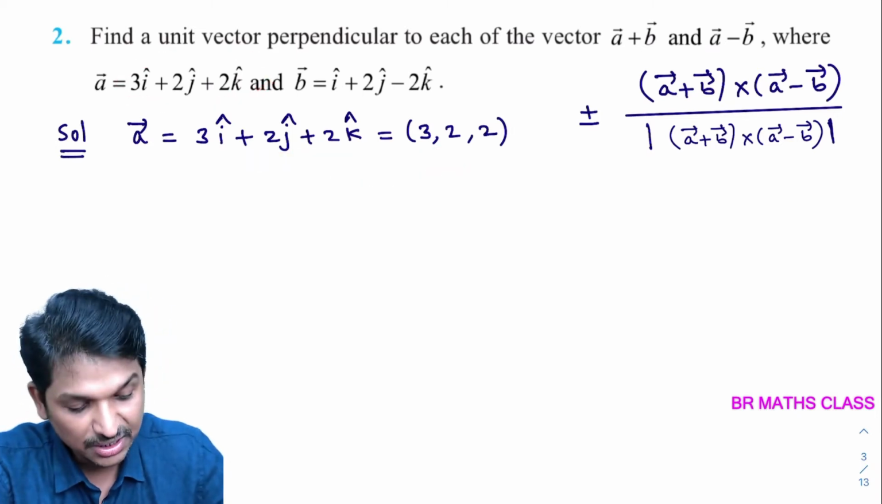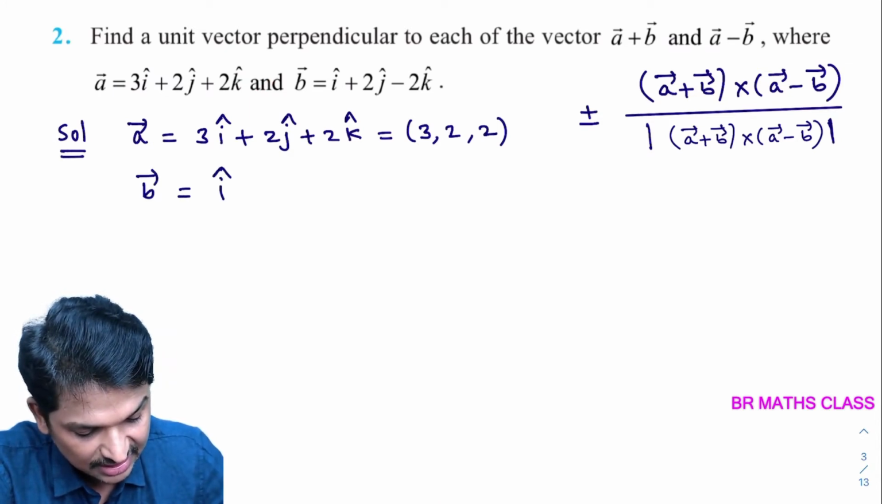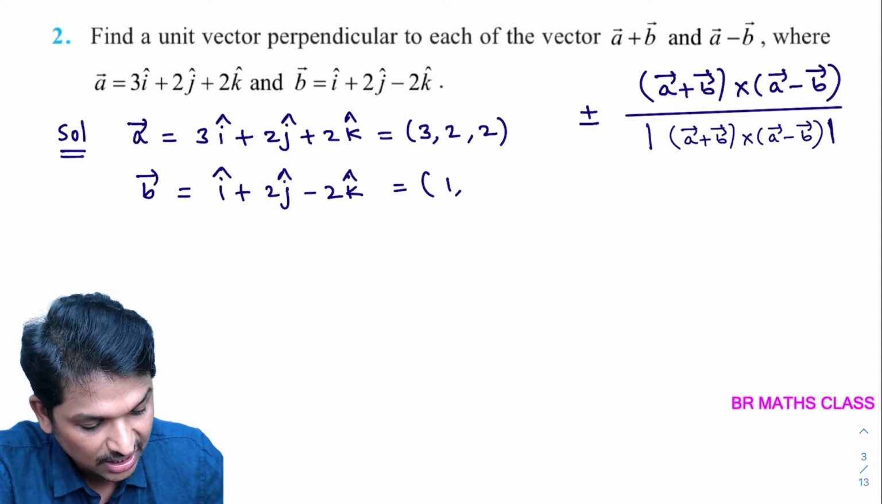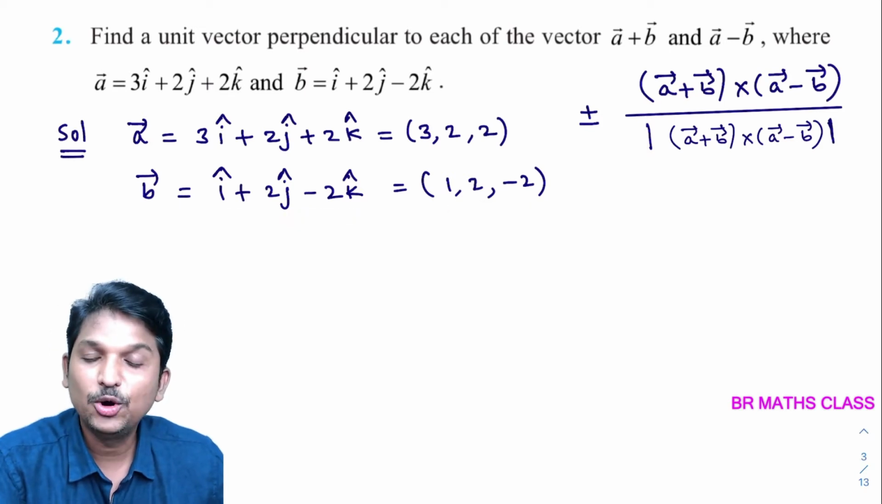Now I'll write B bar. What is B bar given? They given it as i cap plus 2j cap minus 2k cap. What you will get? 1, 2, minus 2. This is B bar, okay?